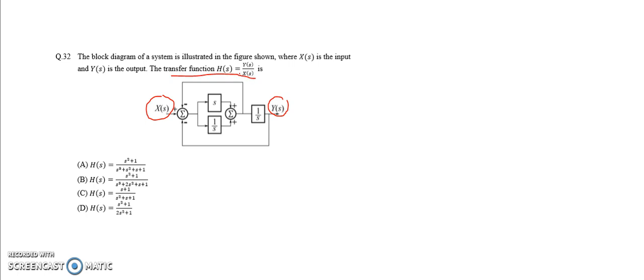So generally the definition of the transfer function: if H(s) is the transfer function, it is the Laplace of the output divided by the Laplace of the input. It can also be defined as the Laplace of the response divided by the Laplace of the excitation. So here Y(s) is the Laplace of the response and X(s) is the Laplace of the excitation. The ratio between these two is nothing but the transfer function.